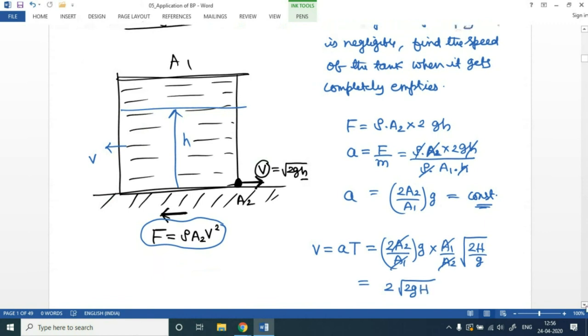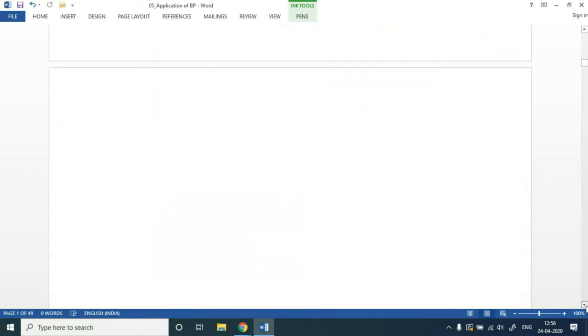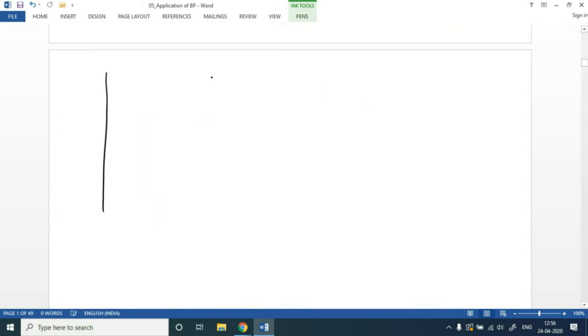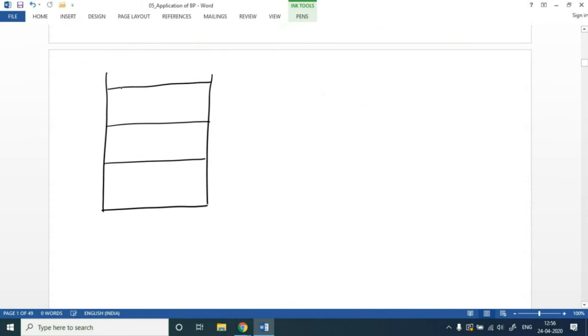So this was one more example. And let's take another variation of this problem. Let's say, for example, this time we have a container, and we have several immiscible liquids filled in this container. Let's say this liquid is of density rho 1, this is of density rho 2, and this is of density rho 3, etc. And this height is h1, this height is h2, and this height is h3, etc. We have made a small orifice over here, so liquid is going to come out from here, and this velocity we want to find out.